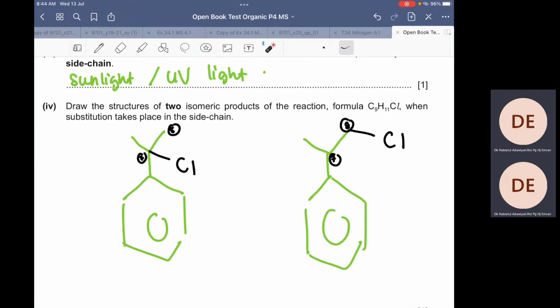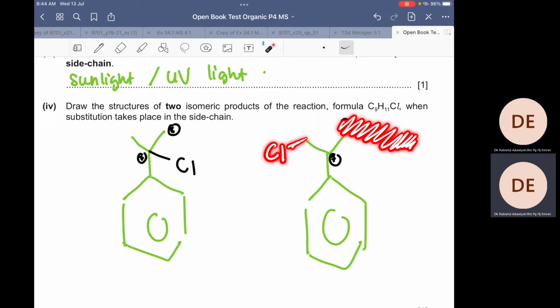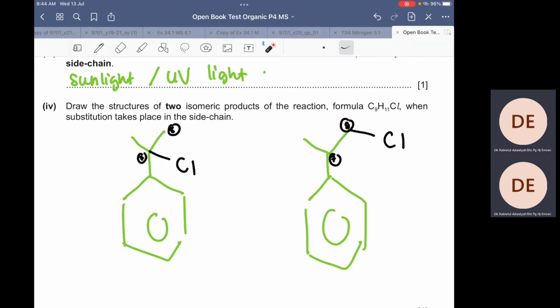So make sure that your friend draws the chlorine on carbon 7 and the other one on carbon 8. If they draw it on the other side, for example here, that's also okay. That's considered carbon 8. It's the same thing. Either you draw on the left side or on the right side. If your friend adds the chlorine onto the ring, anywhere on the ring, it's wrong because the question says takes place in the side chain.